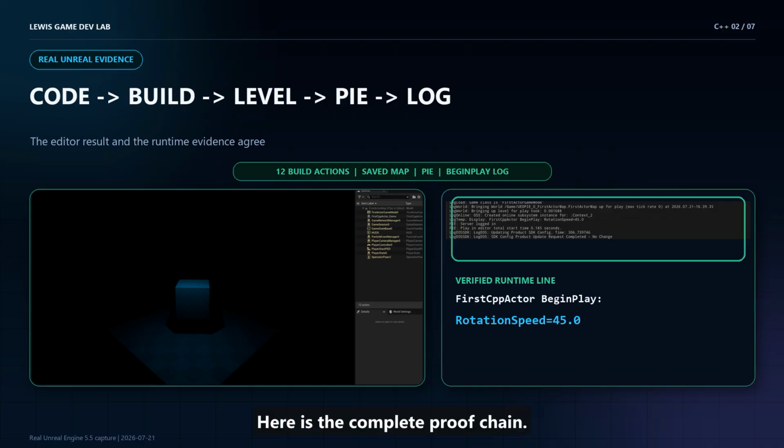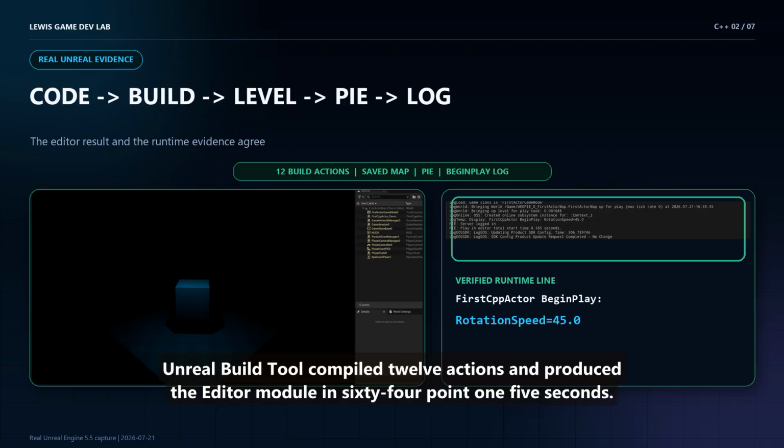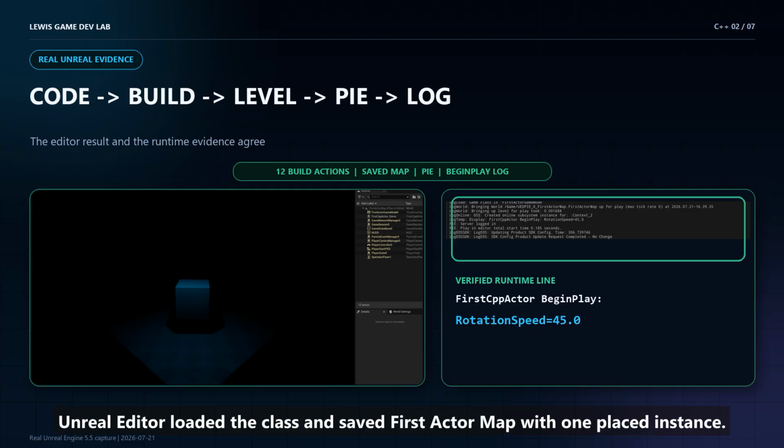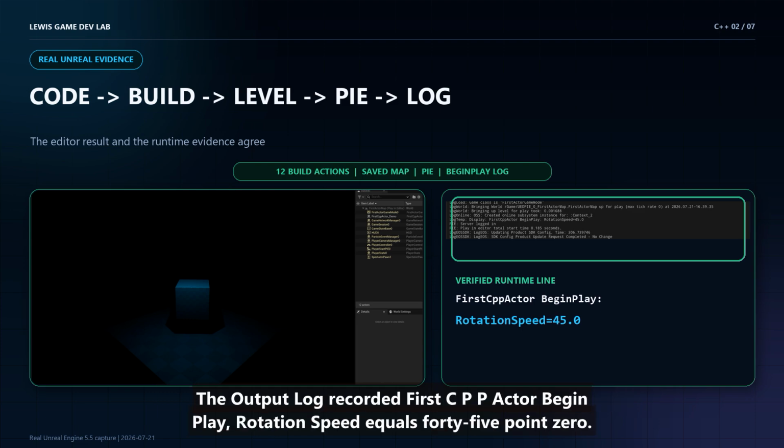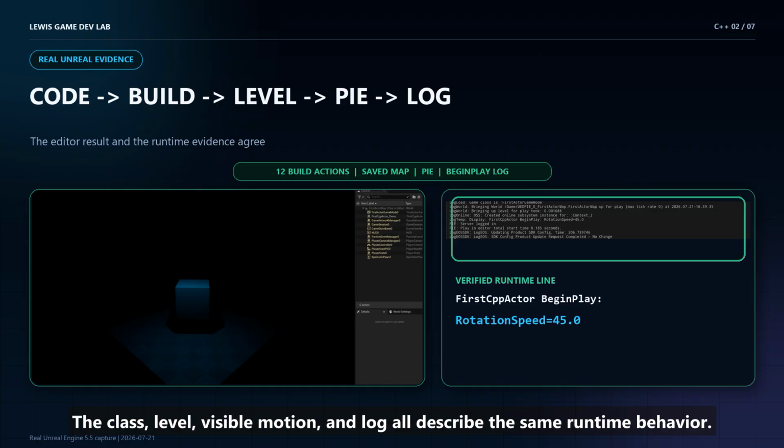Here is the complete proof chain. Unreal Build Tool compiled 12 actions and produced the editor module in 64.15 seconds. Unreal Editor loaded the class and saved the first actor map with one placed instance. Play in Editor switched to the actor's camera and showed the rotating cube under the C++ point light. The output log recorded FirstCppActor BeginPlay, RotationSpeed equals 45.0. The class, level, visible motion, and log all describe the same runtime behavior.